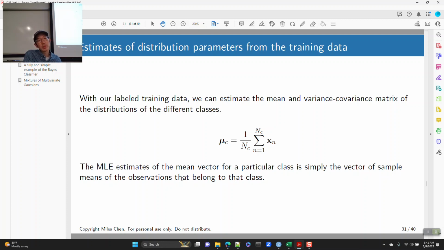Estimating the mean, I think, is rather straightforward. The maximum likelihood estimate for the mean of a multivariate normal distribution is just the mean. You add up all of your x1 values and take the mean of x1. You add up all of your x2 values and take the mean of x2, and that's what you have. You take all of the observations that belong to whichever class you're looking at, class C here, add them up, and divide by how many observations you have in class C.